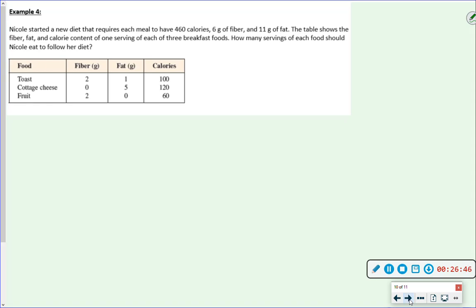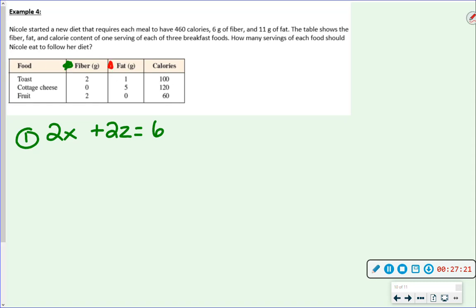I'm gonna do this one in green. Okay, so for the toast, I'm assuming you were using X, Y, and Z, right? So 2 grams for toast. I'm not putting 0y for the cottage cheese since she didn't eat any. Let's just put 2z for the fruit. Now, how many total grams of fiber is she aiming for? 6. And let's be real, before I start solving, I'd probably divide that all by 2. Which, in a minute.